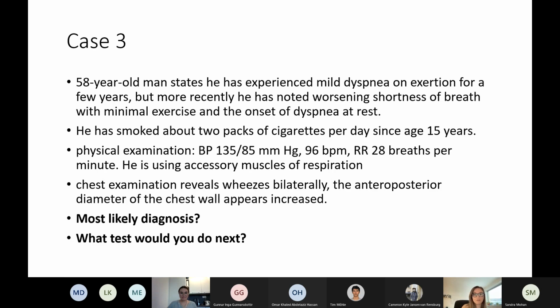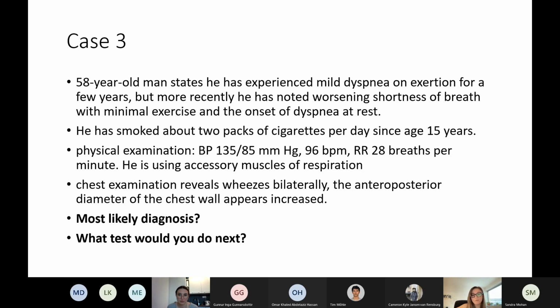Okay, so we have a 58-year-old man who states that he has experienced mild dyspnea on exertion for a few years now, but more recently he has noted worsening shortness of breath with minimum exercise, and the onset of dyspnea is at rest, with minimum exercise and at rest. So he has smoked about 2 packs of cigarettes per day since the age of 15.